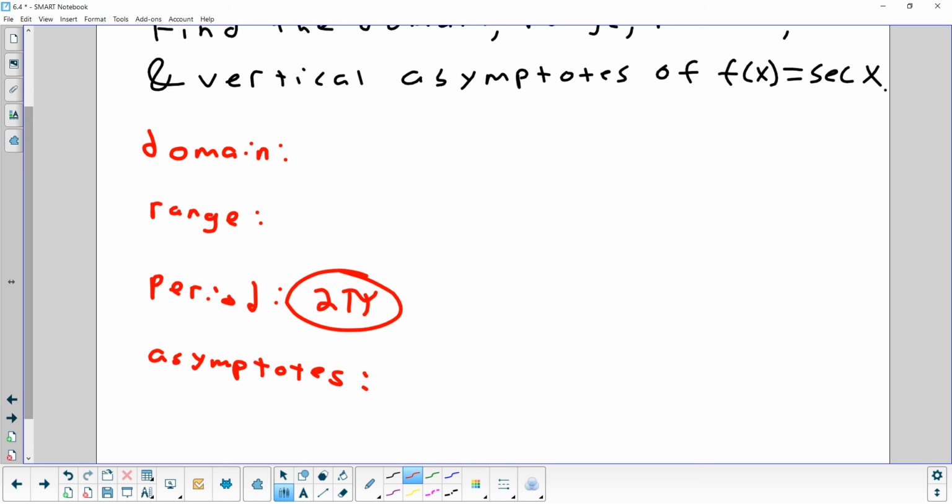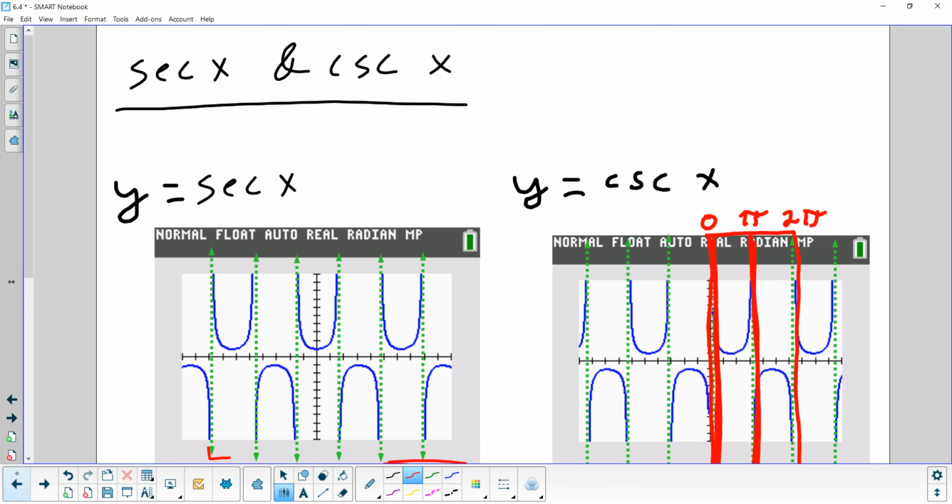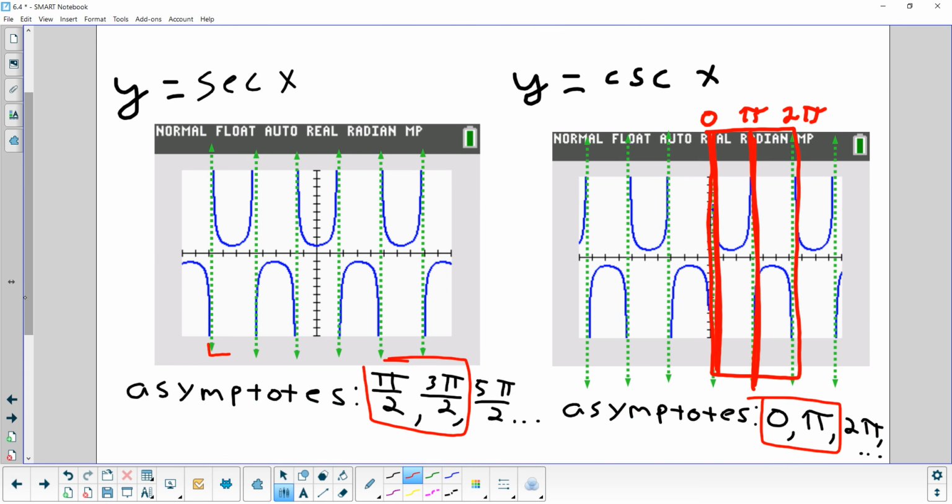All right, let's now describe the range. Let's go back and look at it. Does secant go up forever? Yeah. Does it go down forever? Yep. Does it hit everything in between? No, there's a gap right between those two red lines. It never hits anything in that section.